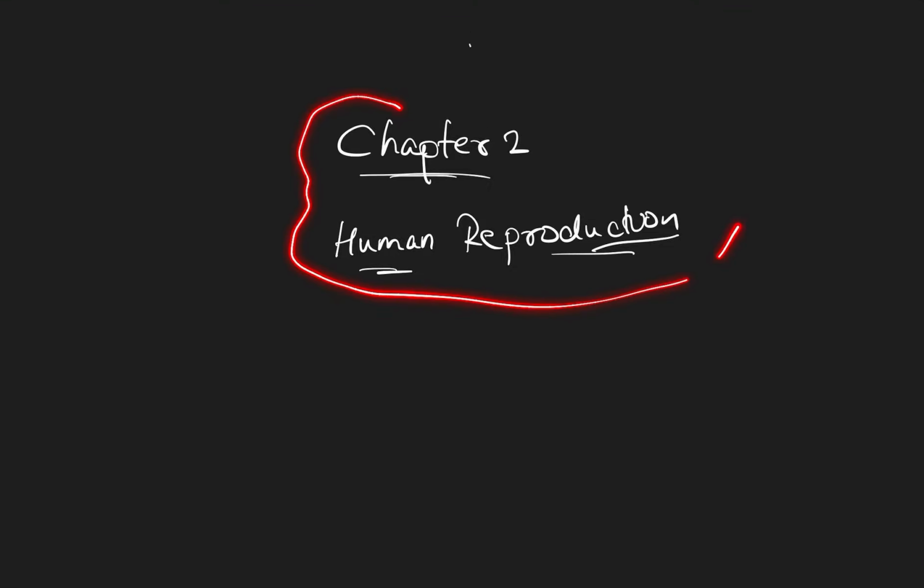So let's start the chapter Human Reproduction without wasting any time. This is chapter 2 of your 12th standard NCERT class 12. So basically, let's start the chapter. Now the first thing in this chapter, we must know about the male reproductive system.